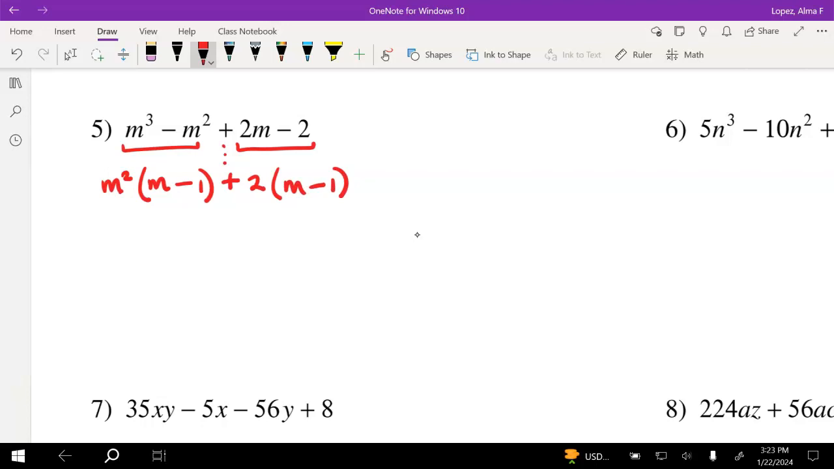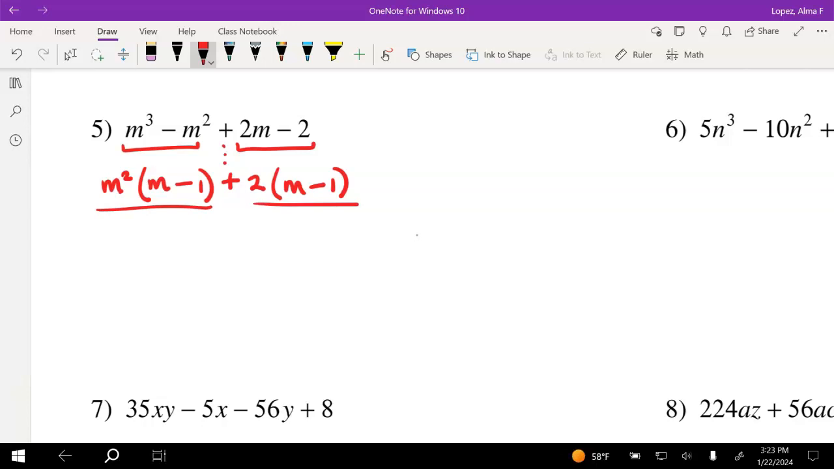Now remember, these are checkable at any point, so if I wanted to, I could quickly multiply back through to see if I'm right at this point. M squared times m is m to the third. M squared times negative 1 is negative m squared. Positive 2 times m is positive 2m, and positive 2 times negative 1 is negative 2. It's right so far. Let's keep going.